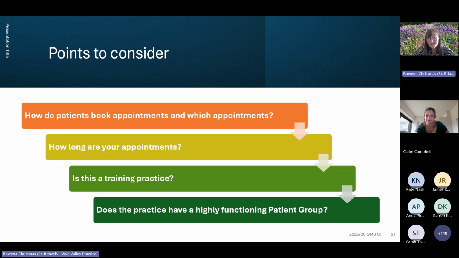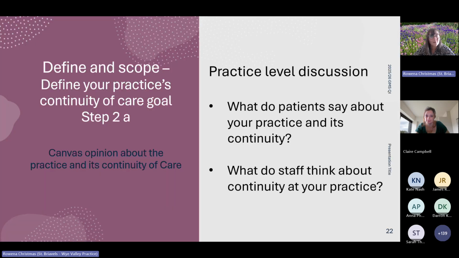Are you in a training practice? The way patients book to see the trainee GP will impact on continuity. And does your practice have a highly functioning patient participation group? That can offer insights and support on how to improve continuity. So there's a lot to be looking at in this first year. And now I think I'm going to hand back over to Claire.